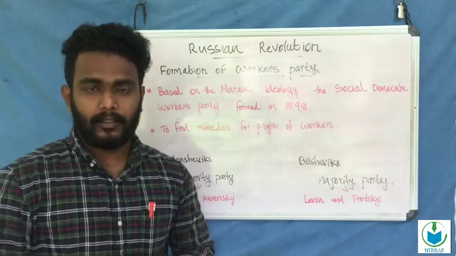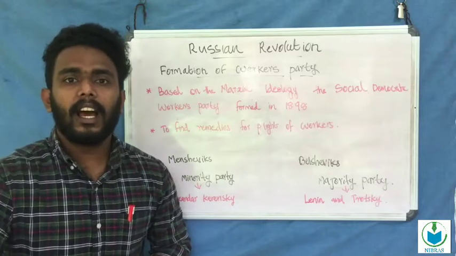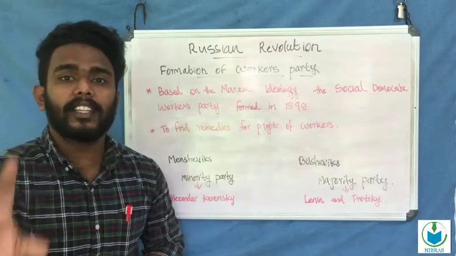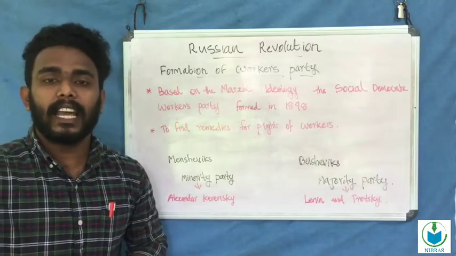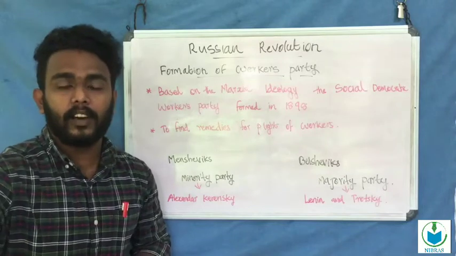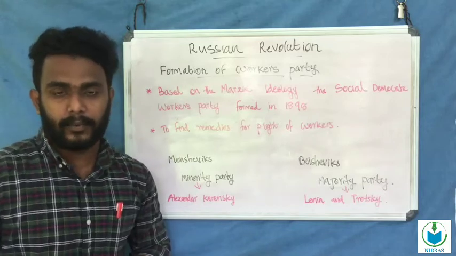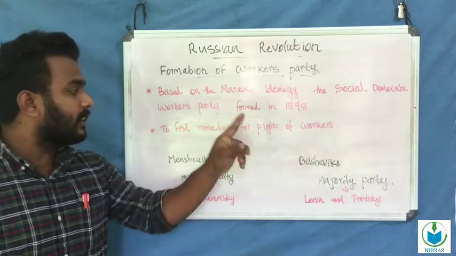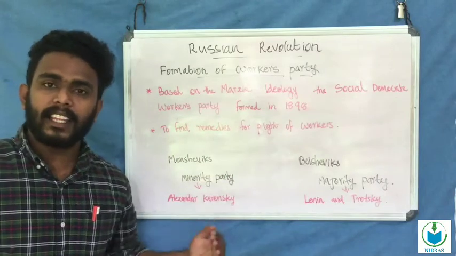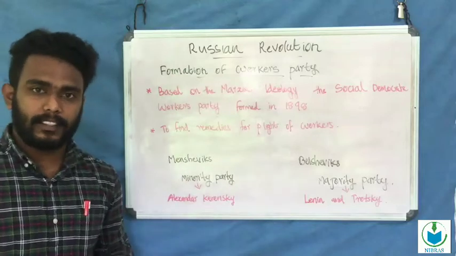The aim of the party was to find remedies for the plight of workers, a solution for the tragic life that we previously discussed of the workers and farmers of Russia. They led a tragic life. So this party was for the solution to the plight of workers.